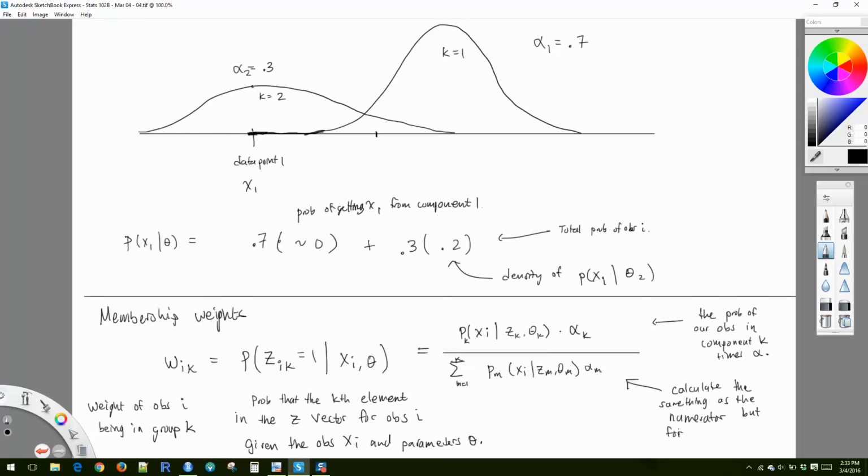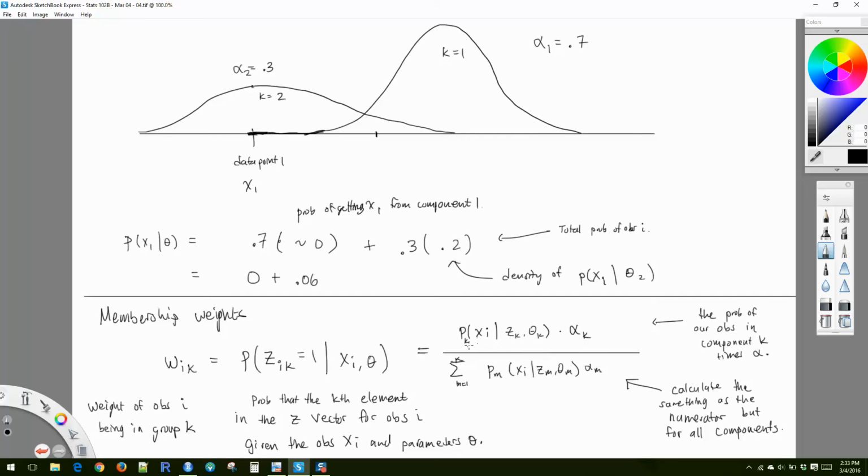But for all the components. Okay, and so now we get a probabilistic thing of weights. So what we would get here is our total probability would end up being like 0 plus 0.06 or whatever. And so this is effectively our denominator.